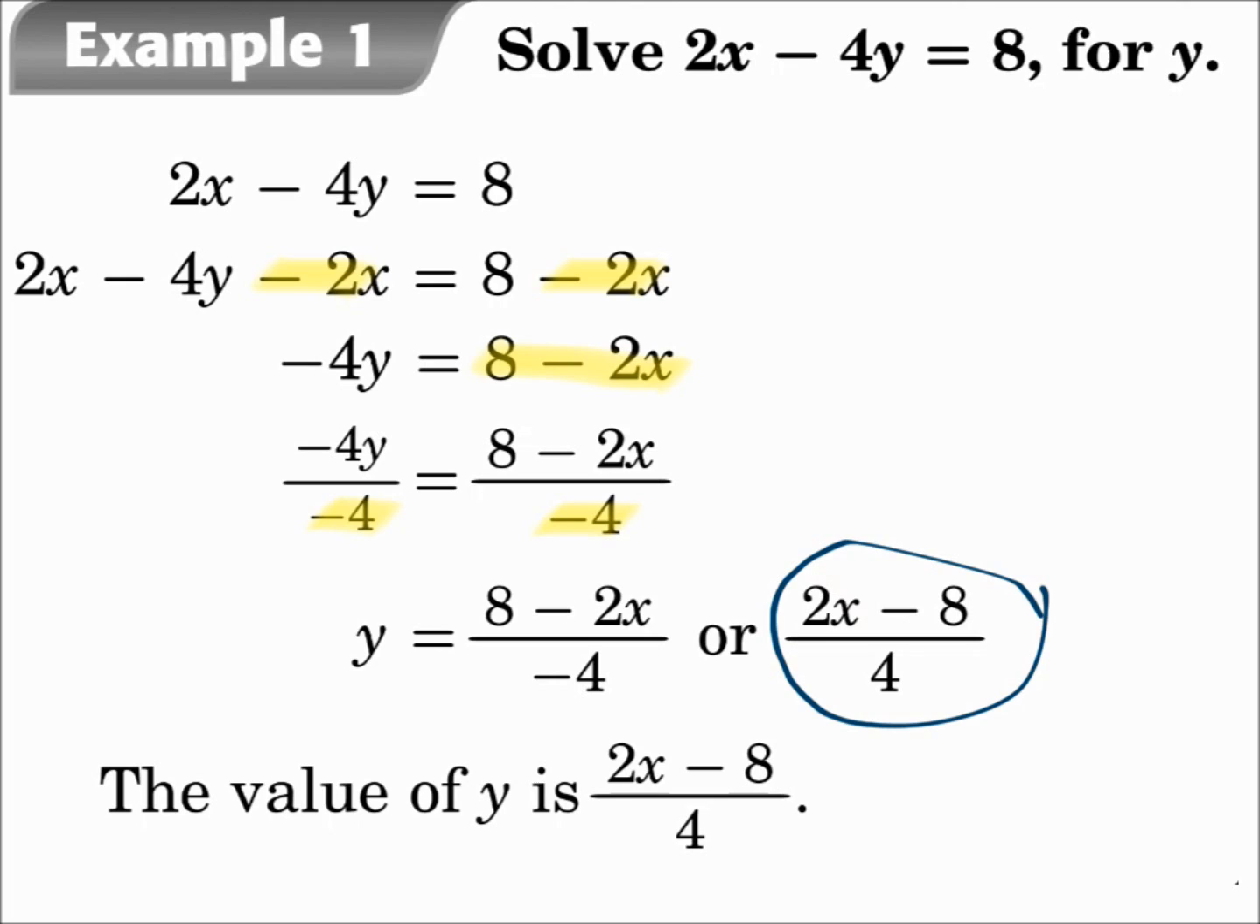Notice how they changed it a little bit though? It's not always best to have just a negative number in the denominator. So if you multiply every term by negative 1, you're allowed to do that, and then that will make everything look a little bit more polished. 8 becomes minus 8, minus 2x becomes positive 2x, and negative 4 becomes 4.